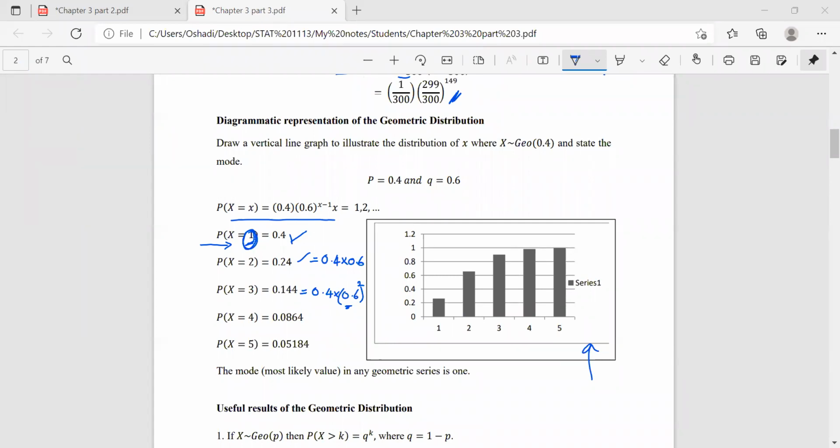Yes, someone has asked me to explain it again. So here, the geometric distribution is this one, right? If we substitute values for x, we can obtain these results. So the mode is the most likely value.